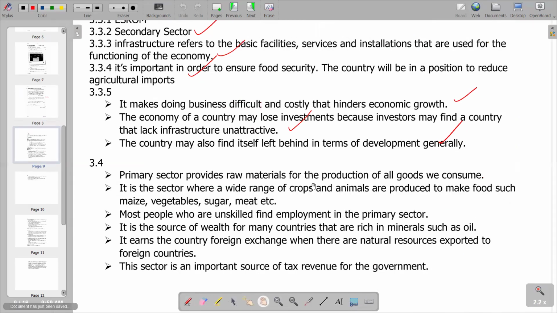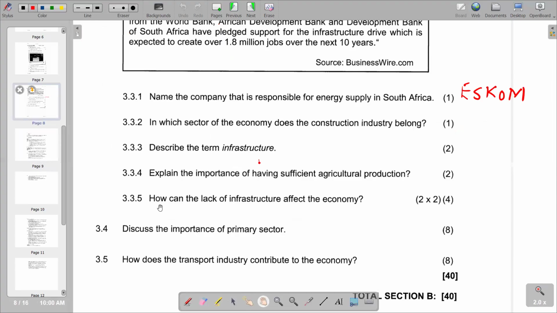The primary sector provides raw materials for the production of all goods we consume, and it is the sector where a wide variety of crops and animals are produced to make food such as maize, vegetables, sugar, meat, etc. Most people who are skilled find employment in the primary sector. So these are some of the points. If you go back to our question, it has 8 marks, so it requires only 4 points. You can just pick 4 points from the answers that we have.